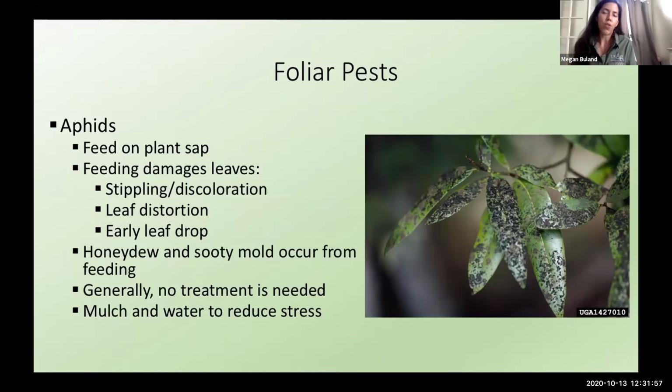And those sugars are really attractive to fungi that feed on the sugars in the honeydew and lead to that black sooty mold. So that sooty mold isn't really impacting the health of your tree. It may be really unsightly, but it's not doing anything. It's just feeding on the honeydew produced by the aphids that are feeding on your trees. But generally not a cause for concern. Treatment is very rarely needed for aphid infestations.